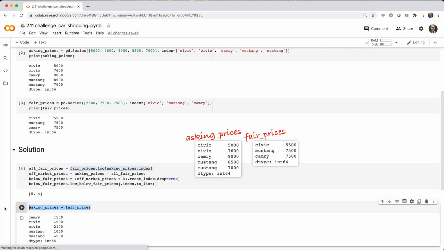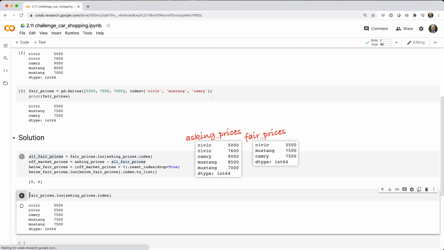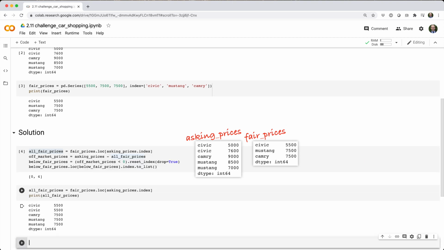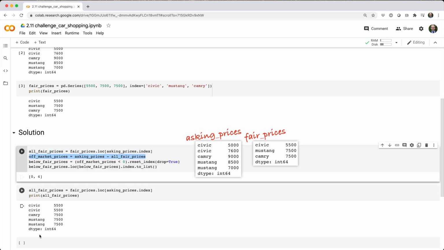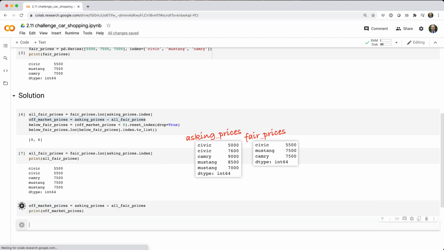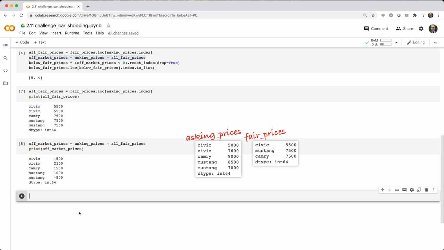To do that, we can say fairPrices.loc and feed it the index labels from askingPrices. We'll store that result in a variable called allFairPrices. Then we set offMarketPrices equal to askingPrices minus allFairPrices. So the good deals are going to be the negative values in this series.